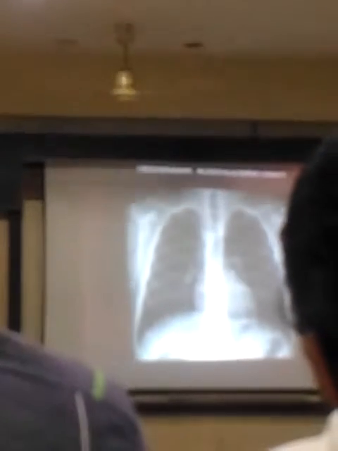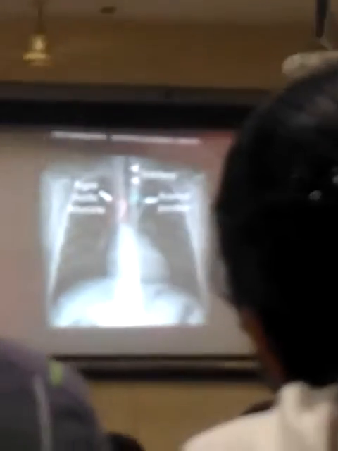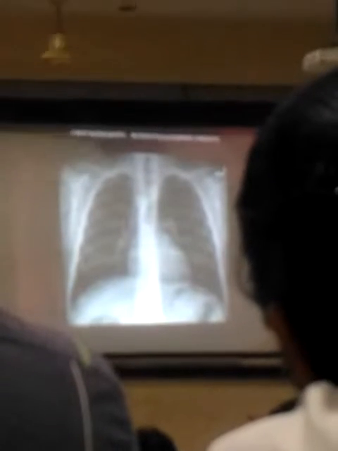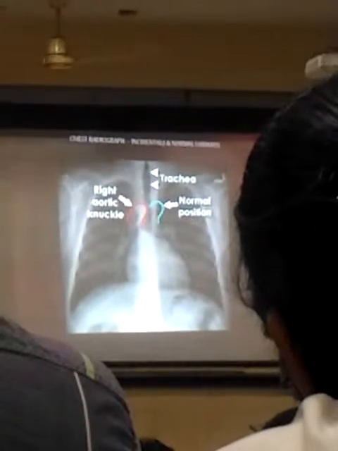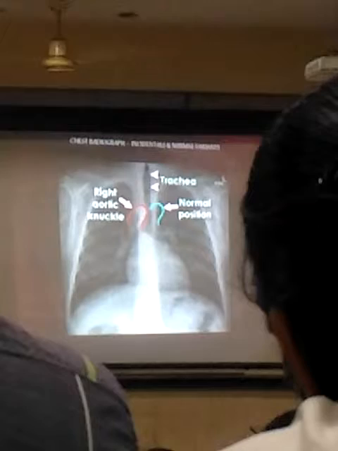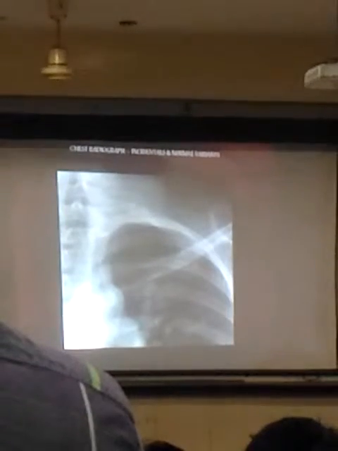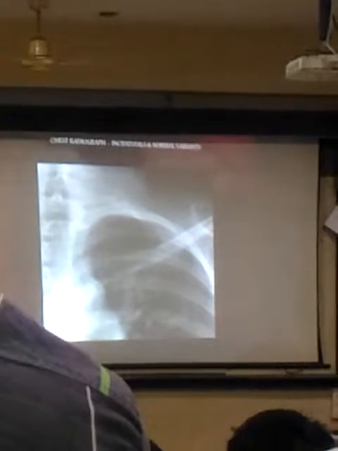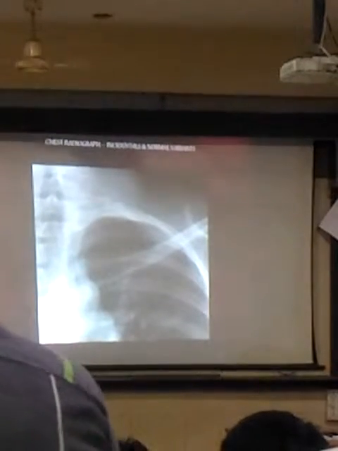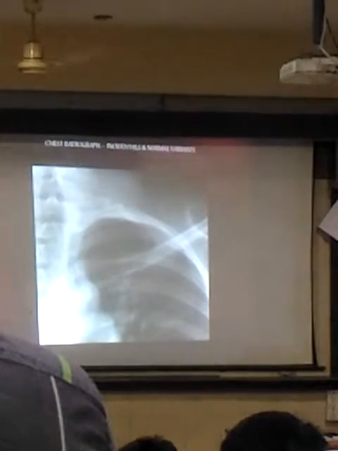Slight indentation on the right wall of the trachea there. Okay, so this is what is a right-sided aortic arch. Anything abnormal that you can see there? I'll give you a clue. Look at the ribs.